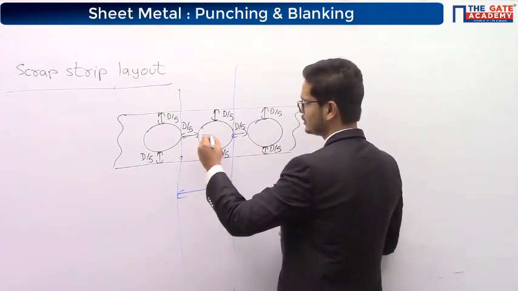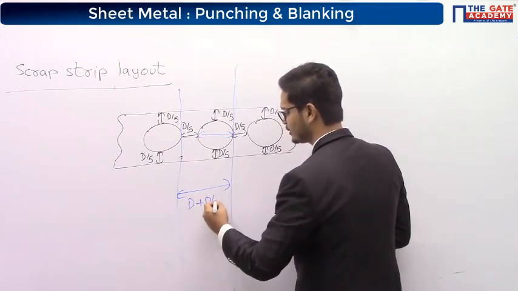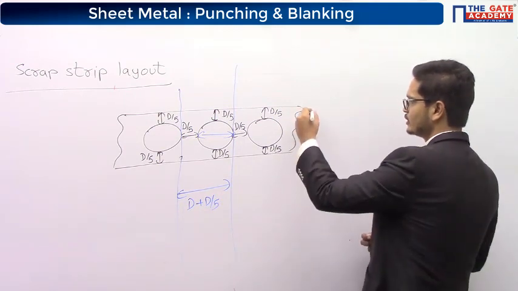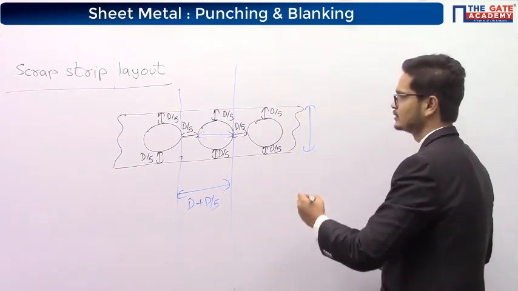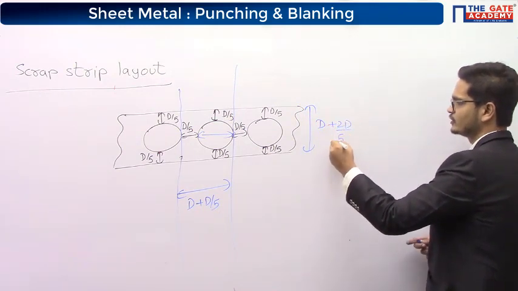It is D plus D by 5. What is this total distance? D plus 2D by 5.